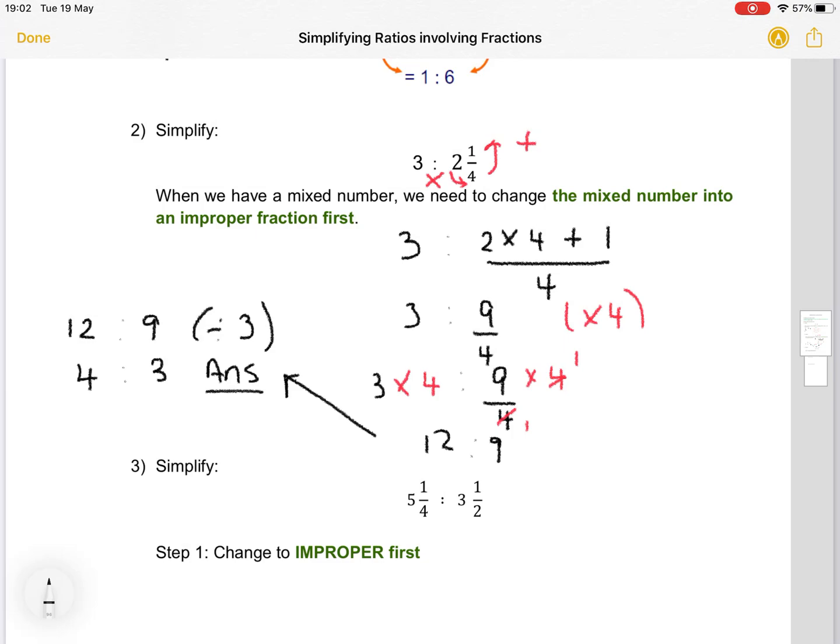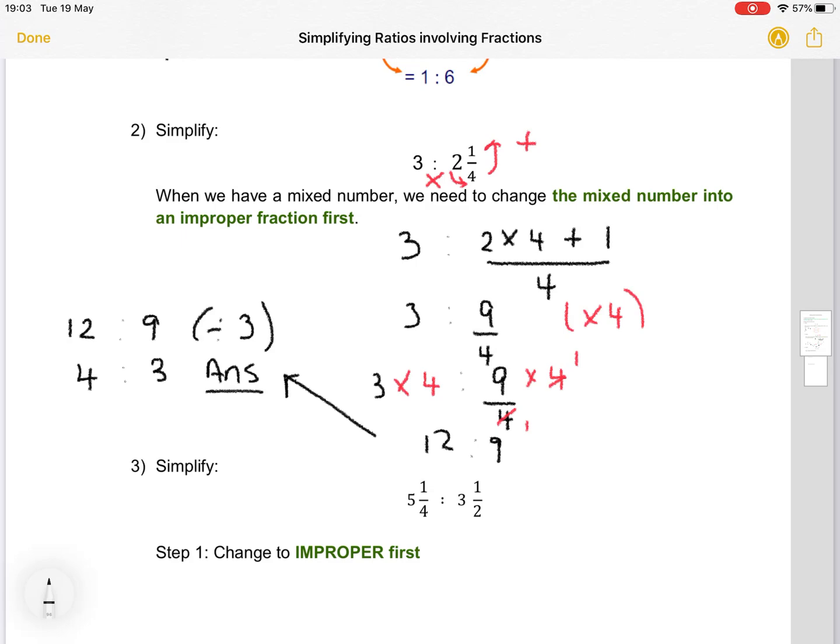Then we multiplied both parts by 4, the denominator. We ended up with 12 is to 9. 12 is to 9 can be simplified by dividing both parts by 3. 4 is to 3. So that is the final answer because it cannot be simplified further.